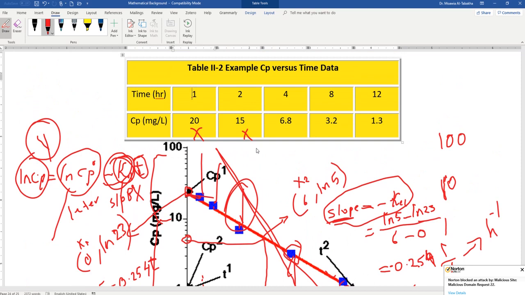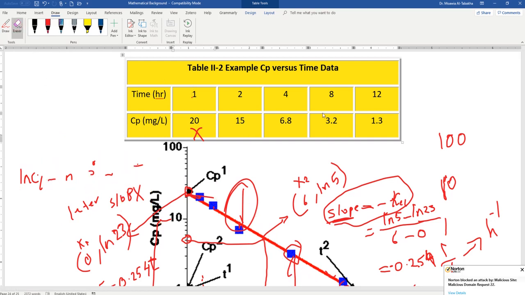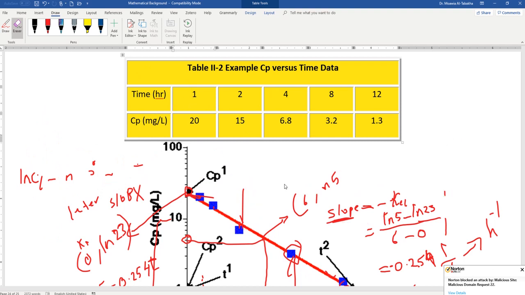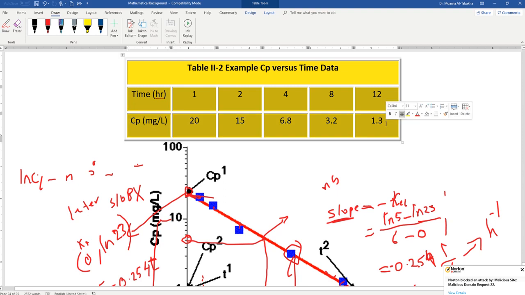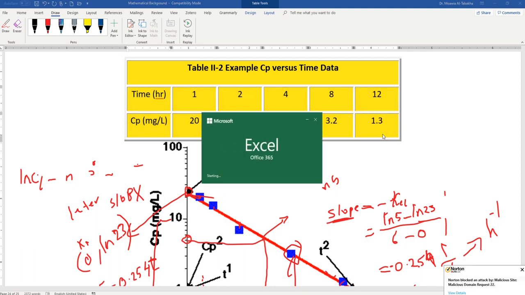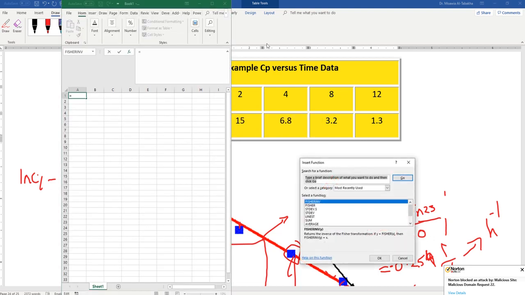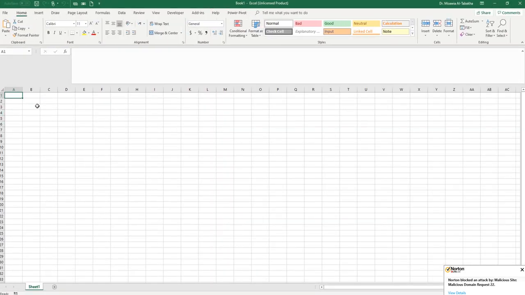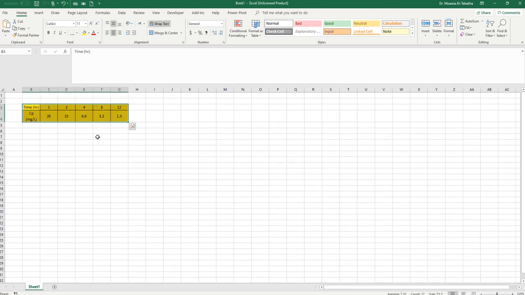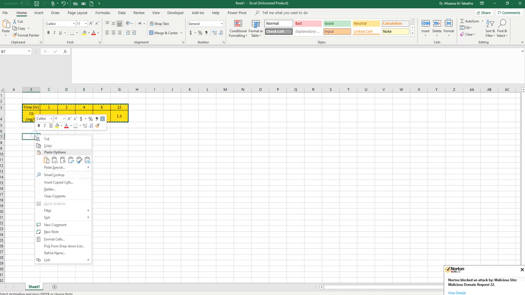Let us look at the same thing here. I want to teach you how to use Excel for this purpose. Okay, we will use Excel. So this is time and concentration. We are going to do the same using Excel. So these are the data. I will put them in column positions.